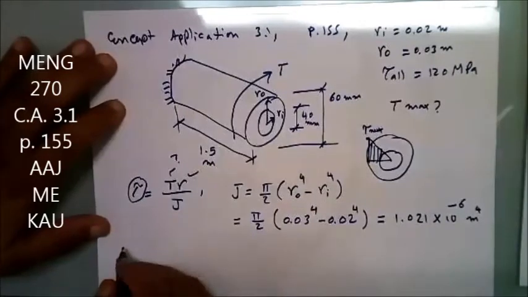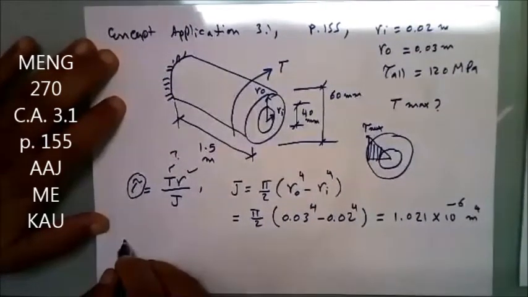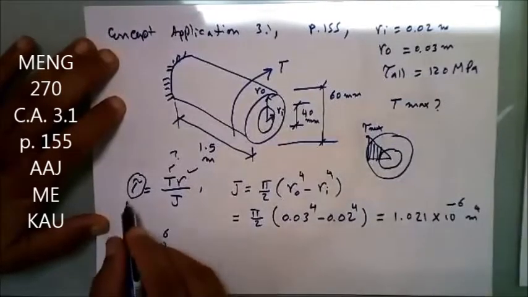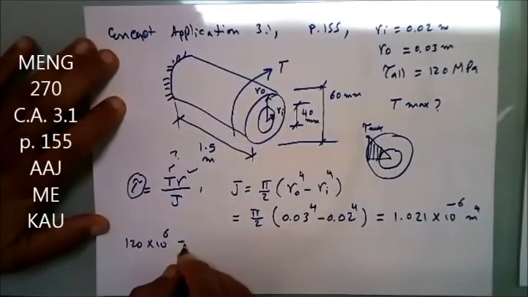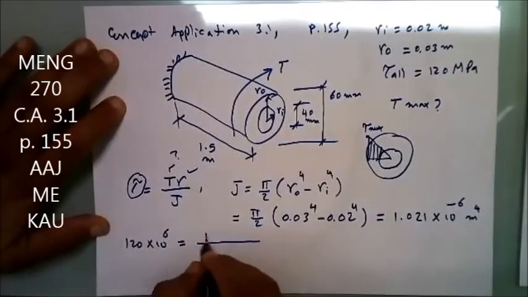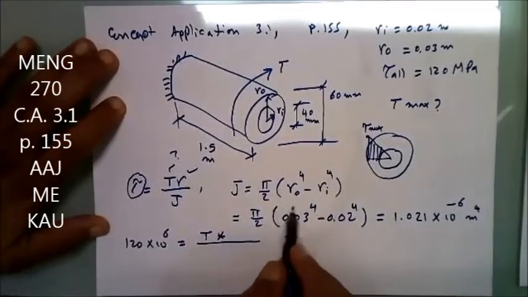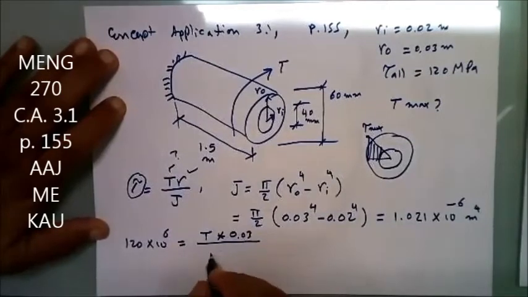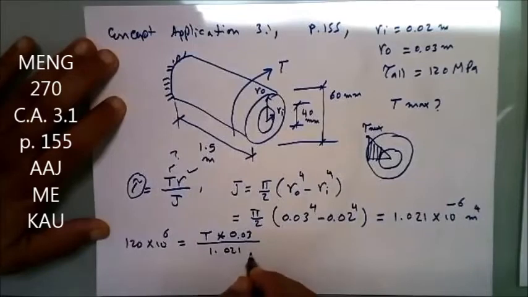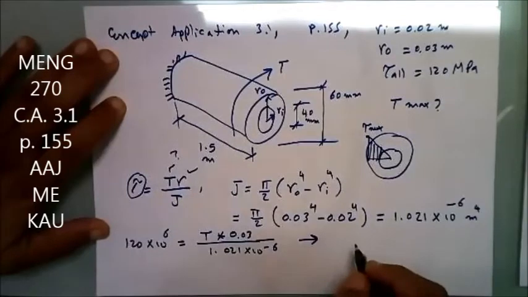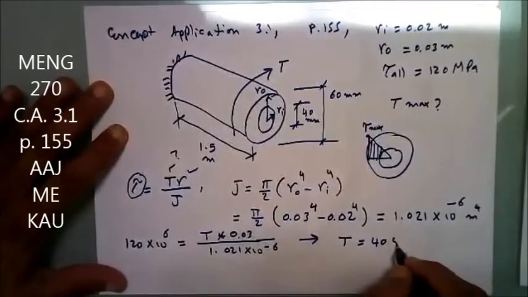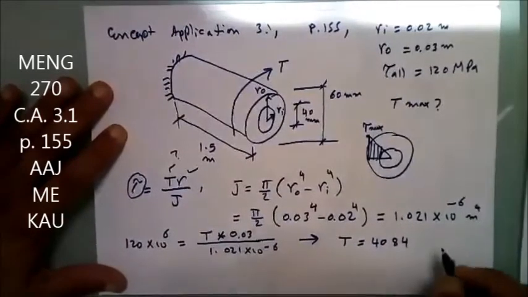Let's go and use this equation. The equation simply now is 120 times 10 to the power 6, which is given to us here. This is tau maximum, equal to torque, which is missing, times R maximum, which is 0.03, divided by 1.021 times 10 to the power minus 6. Okay, what would be the torque here? الوحدات طبعا نيوتن متر.